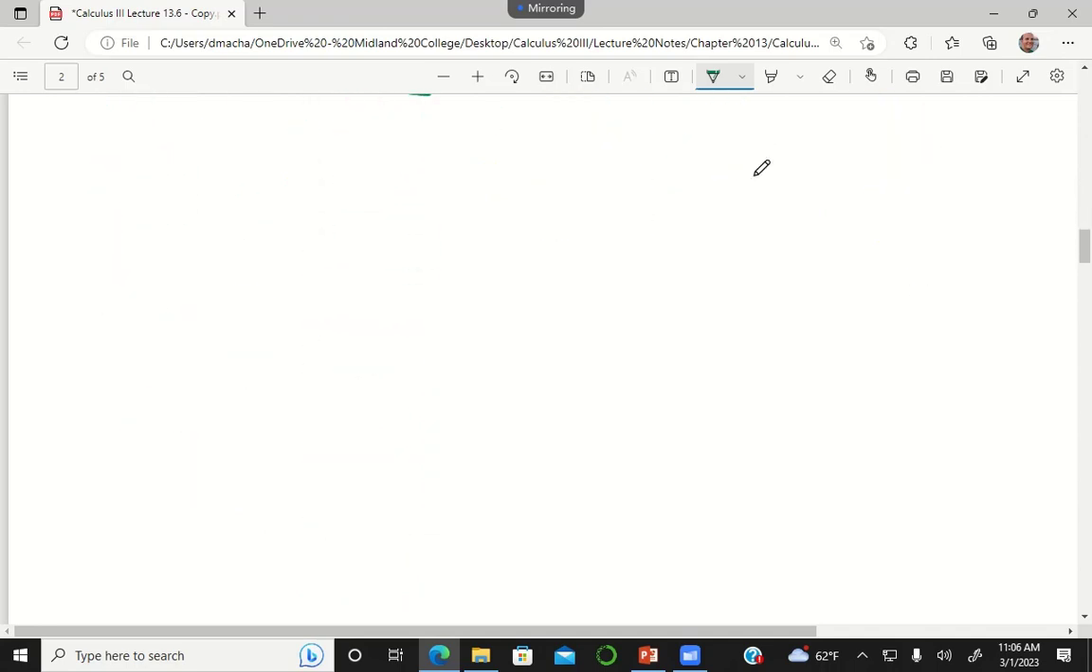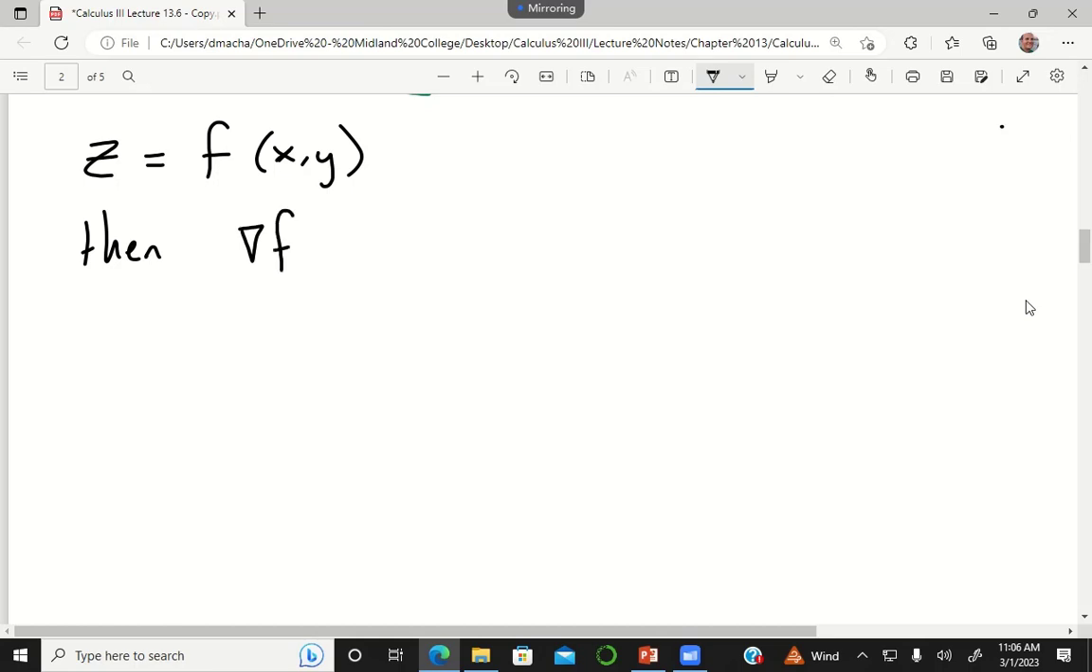So what's important about a gradient is, if I have a surface given by z equals some function of x and y, so this is a two-dimensional surface living in a three-dimensional xyz space, then the gradient of f is a vector that points in the direction of the steepest ascent.